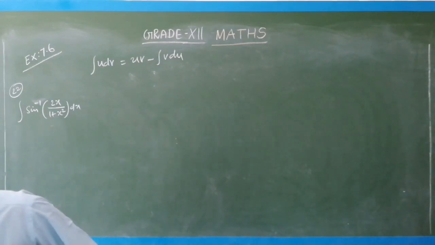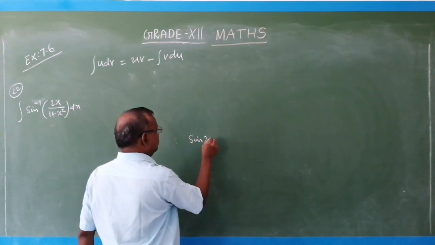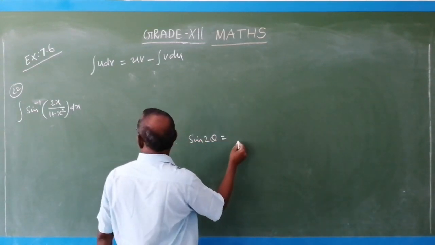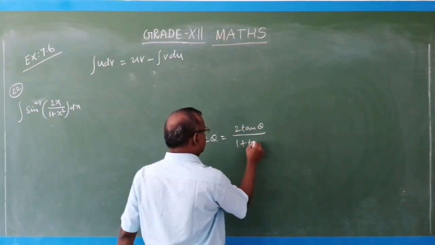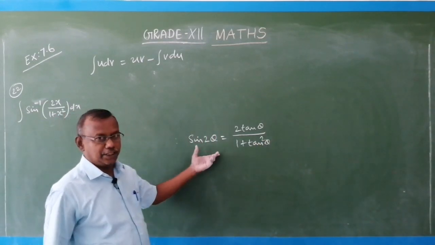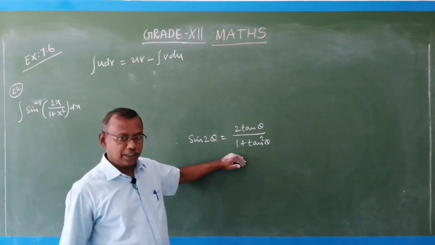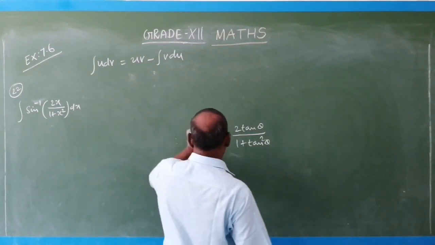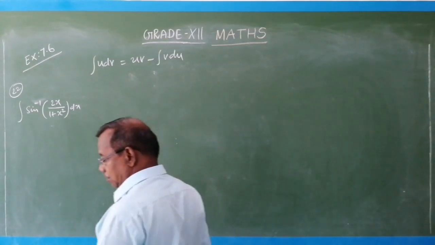So, let us recall that sin 2 theta equal to 2 tan theta divided by 1 plus tan square theta. We have studied this in 11th standard trigonometry: sin 2 theta equal to 2 tan theta divided by 1 plus tan square theta. Using this idea, let us substitute for x.